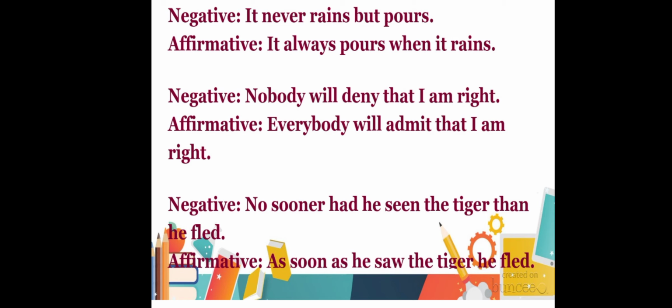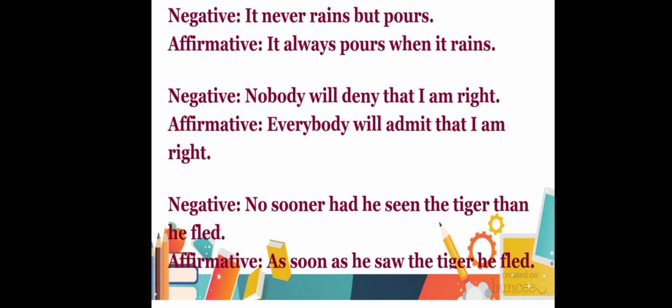It never rains but pours. So the affirmative of this sentence will be: it always pours when it rains. You know that always will be replaced by never while changing an affirmative sentence into negative. So when you are changing a negative sentence into affirmative, never will be replaced by always. It's very simple, and accordingly, you have to change the rest of the sentence if it needs. So the affirmative sentence will be: it always pours when it rains.